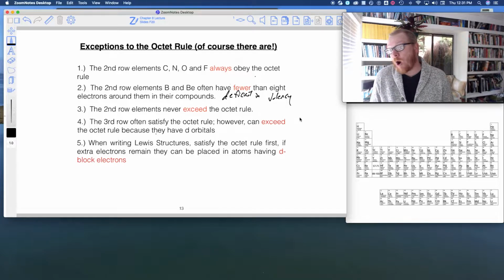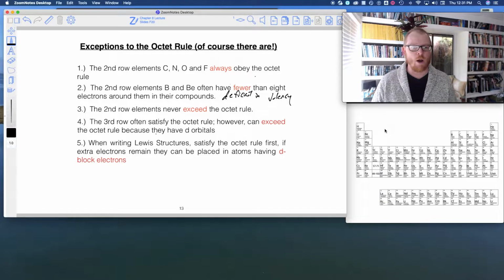And that's because they're small, right? We remember from our periodic trends that boron, beryllium, lithium, these are very small atoms, okay? So they can often take fewer than 8 and be okay with that. But the main thing is the second row elements never exceed the octet rule. They just don't have enough space to do it. They're not big enough, okay?